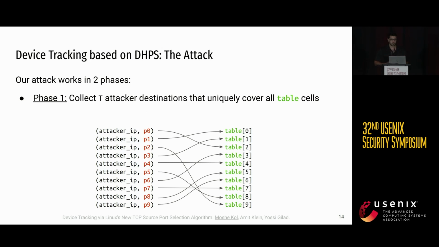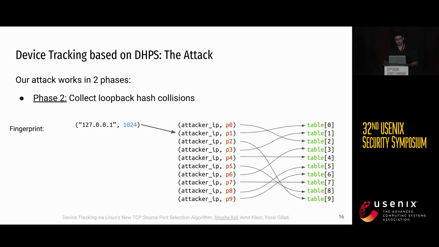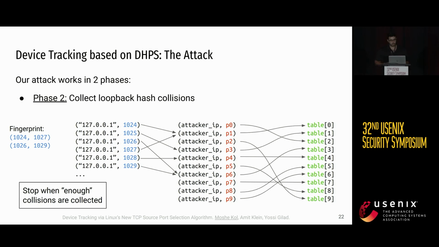So our attack works in 2 phases. In the first phase, we collect T attacker destinations that uniquely cover all of the table cells. We don't know the actual mapping, only that the mapping exists. And in the second phase, we are going to enumerate over loopback destinations. For each loopback destination, we're going to find its matching attacker destination. And we are going to infer the collisions between the loopback destinations themselves. And we stop when enough collisions are collected.